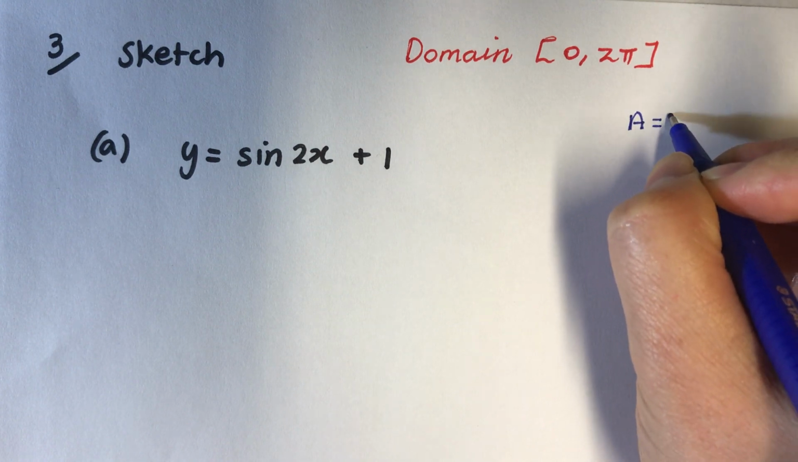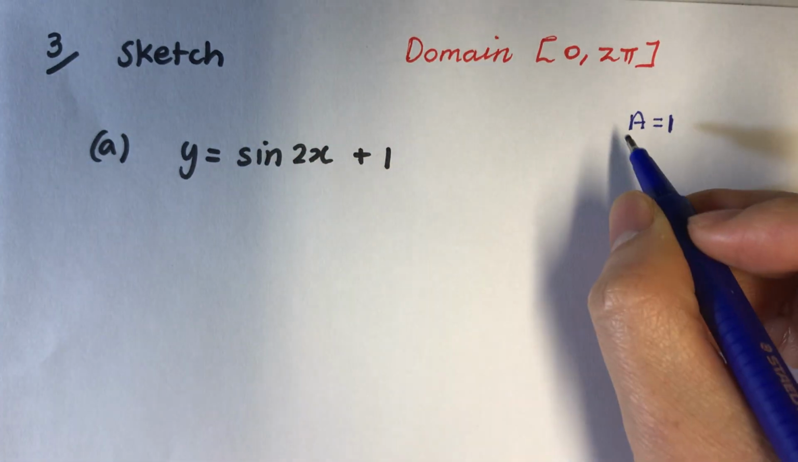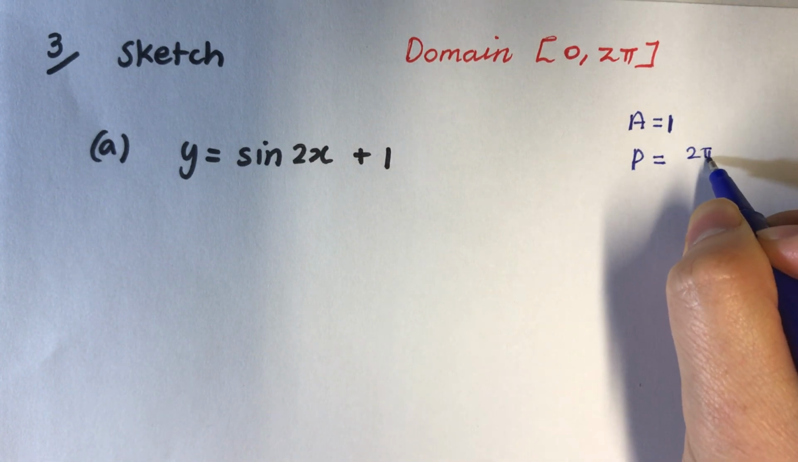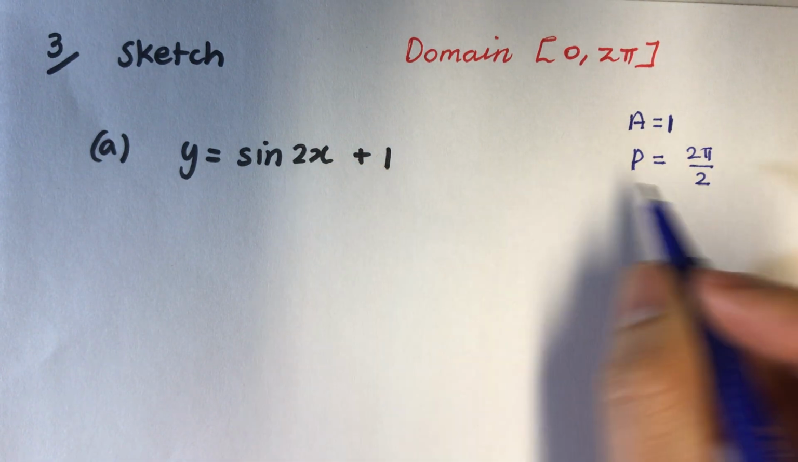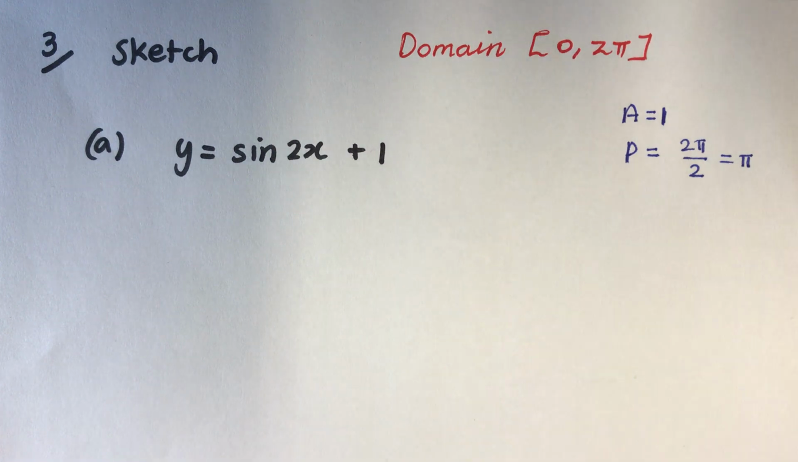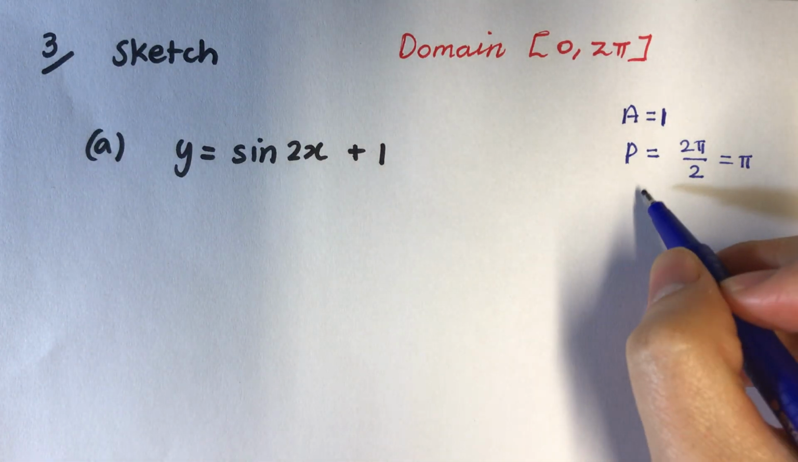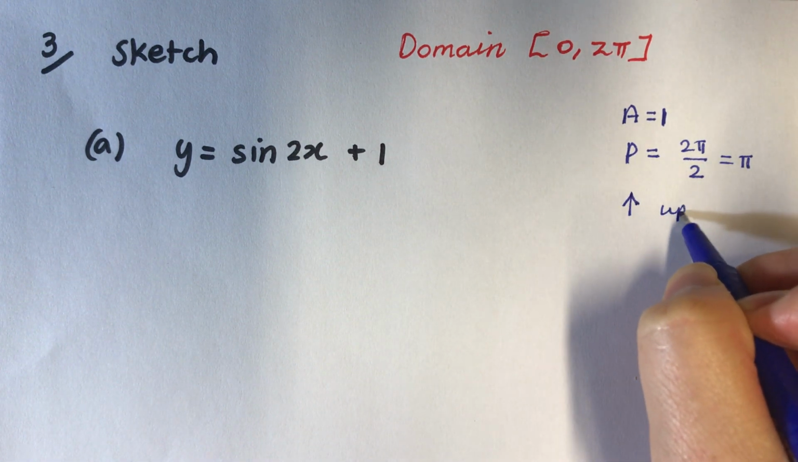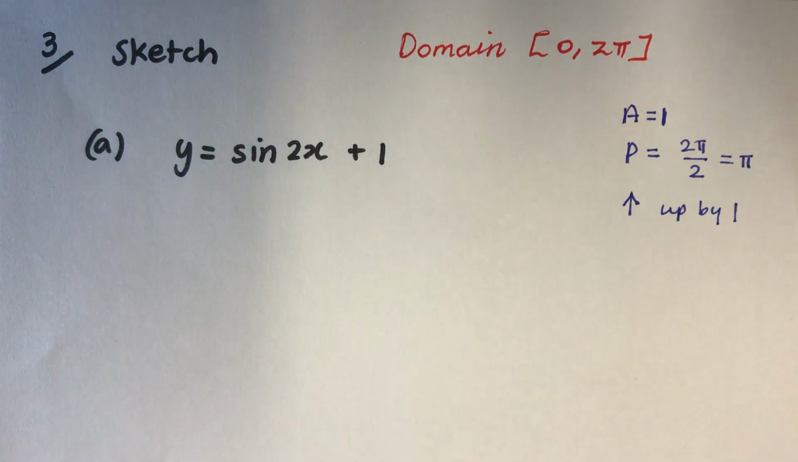The amplitude will be 1. There's a 1 there. And then the period will be 2 pi over 2, because that's a, which is pi. That means our whole one pattern will finish in pi. And we want the domain to be 0 to 2 pi, so you will get two full sets, okay? And then it will go up by 1. All right, so that's all the information we've got so far.